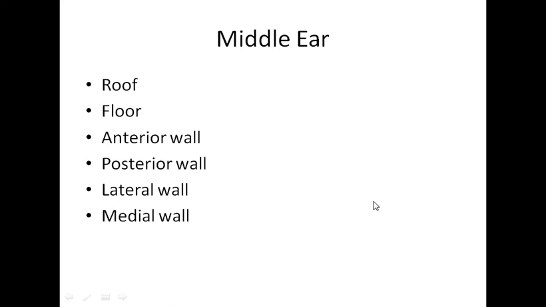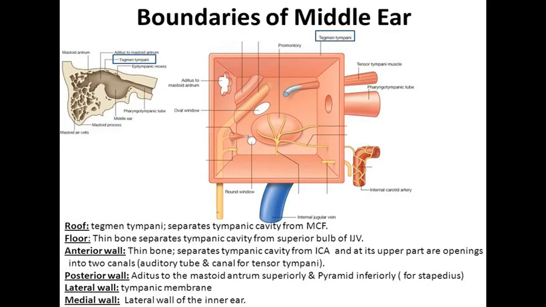So in the middle ear we'll discuss the boundaries, which is very important. You must know the roof, the floor, anterior, posterior, medial and lateral walls, and which structures are forming the walls. Now I am pausing for a minute. You read what's written over here, then I'll discuss it with you. Okay, just give a read to it.